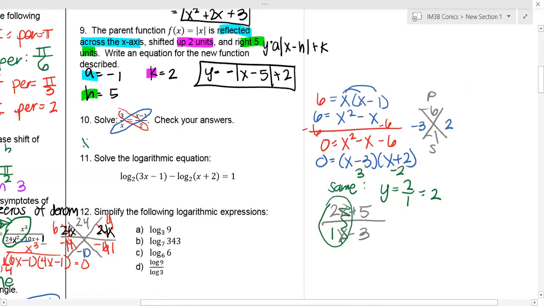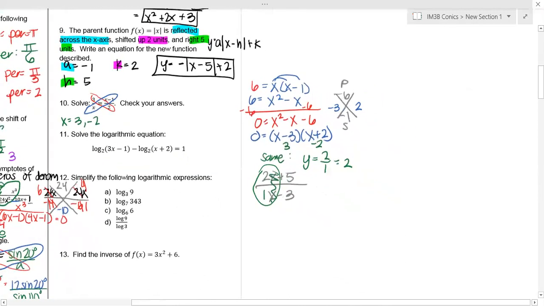Okay, so I'm going to write my answer right here, but we still have to check. So if we check, we're ultimately just making sure that nothing goes undefined. So I'm going to plug in the 3 first. So 3 over 3 equals 3 minus 1 over 2. And so that 3 over 3 equals 2 over 2. And notice both of those equal 1, so that number is good.